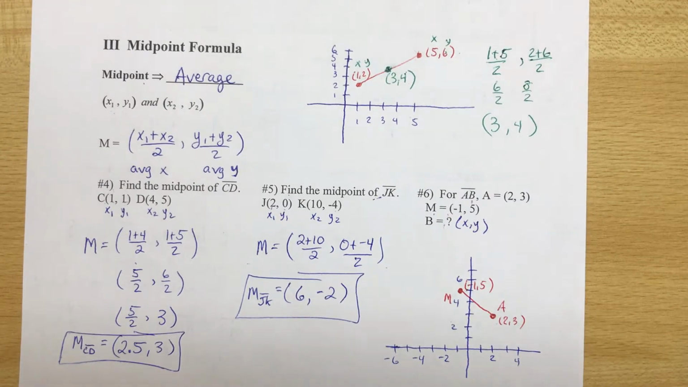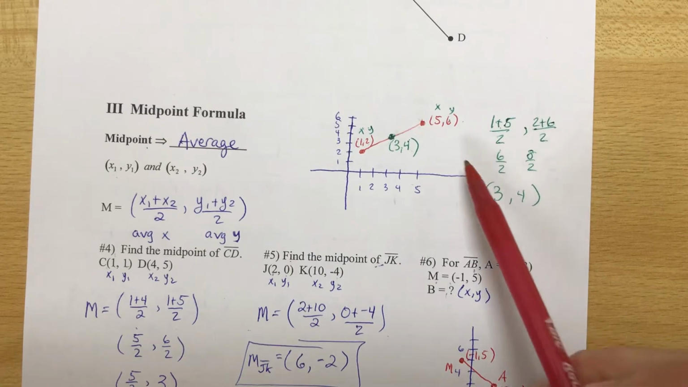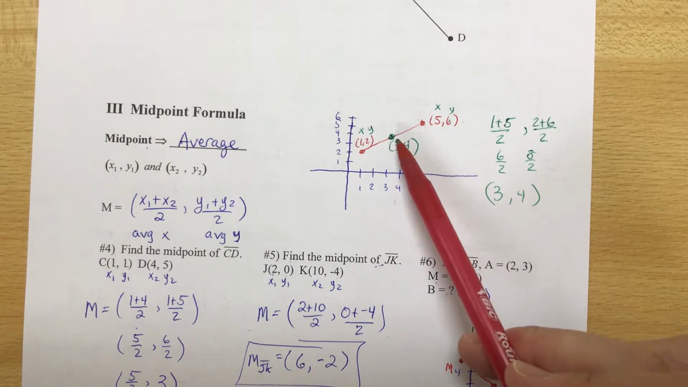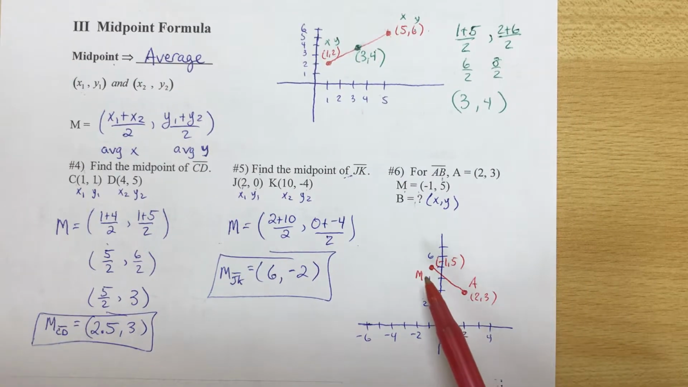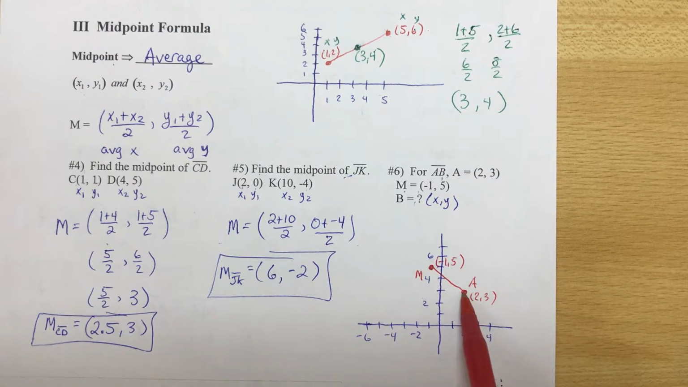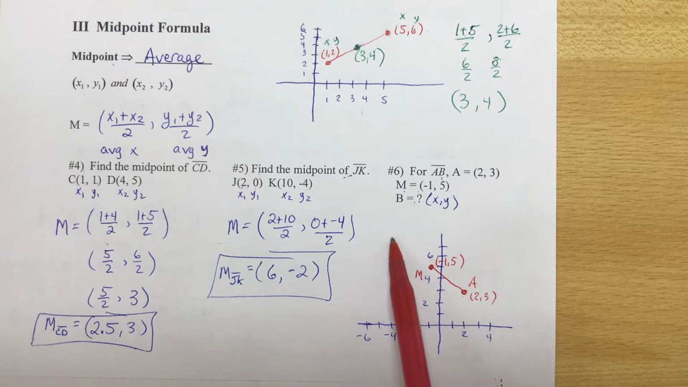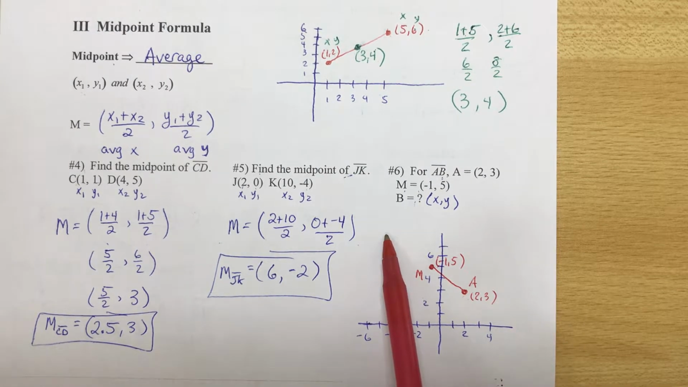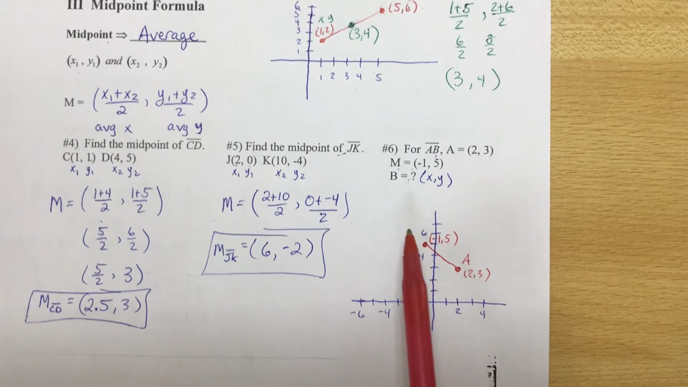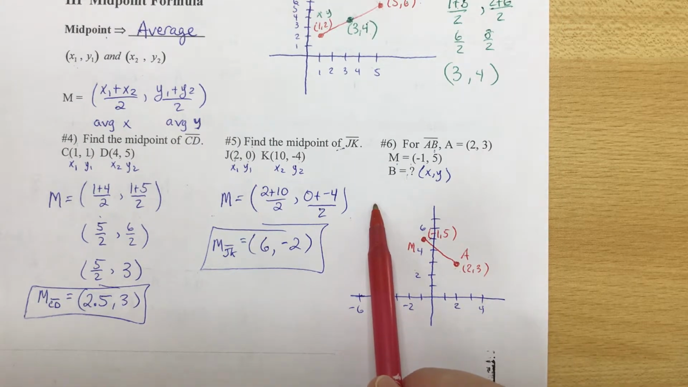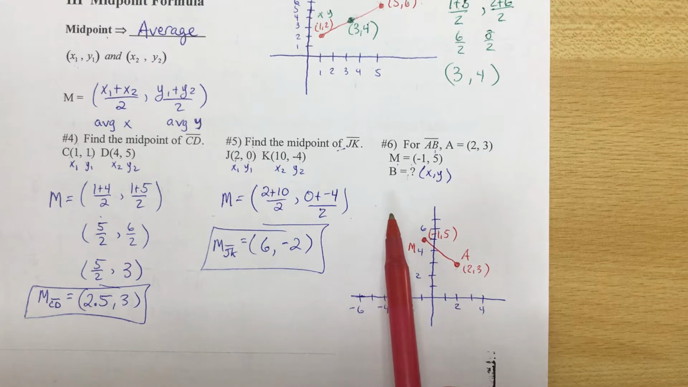Normally they're going to give us the endpoints and ask for the midpoint, but in this case they give us the midpoint. Point B, if M is halfway between A and B, that means B is somewhere over here, and we need to figure out how to get there. Now there's 2 ways you can do this. The easiest way is really to count, to do this algebraically.